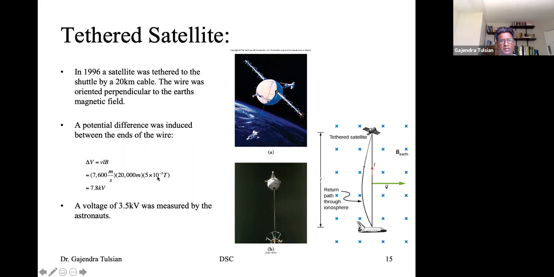And the Earth's magnetic field is about 0.5 Gauss, which is 5 times 10 to the minus 5 Tesla. Okay, so the voltage between the ends of the cable should have been 7.8 kilovolts, and a voltage of 3.5 kilovolts was measured by the astronauts. Okay, like a lot of charge leaks away because of the conducting nature of the atmosphere at that location.